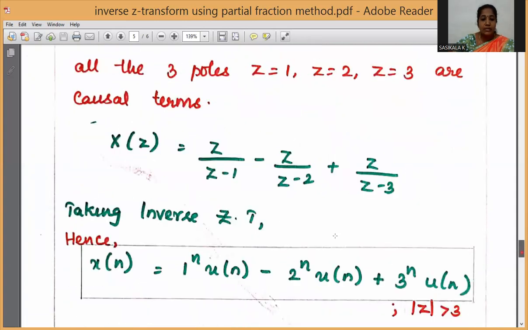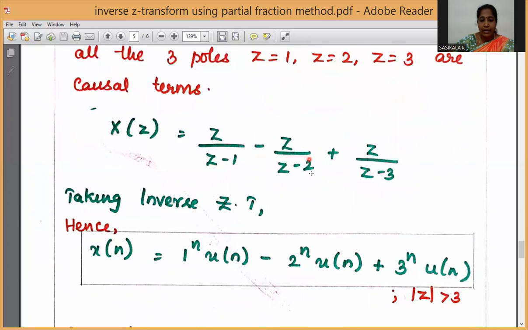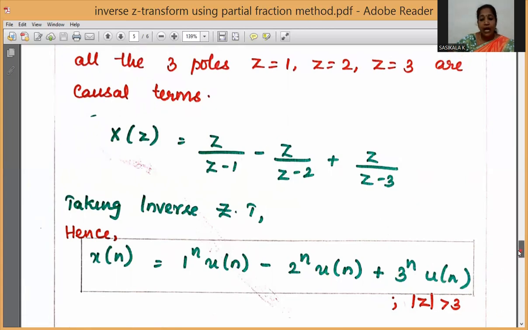So X(z) is equal to z/(z-1) minus z/(z-2) plus z/(z-3). So taking the inverse Z transform, x(n) equals 1^n u(n), that is a^n u(n), here the a term is 1, minus a^n u(n), here a is equal to 2, so 2^n u(n), plus 3^n u(n). This is for the second ROC.